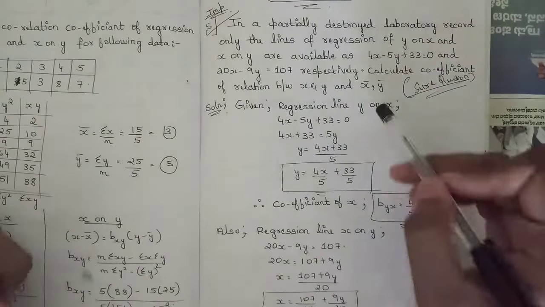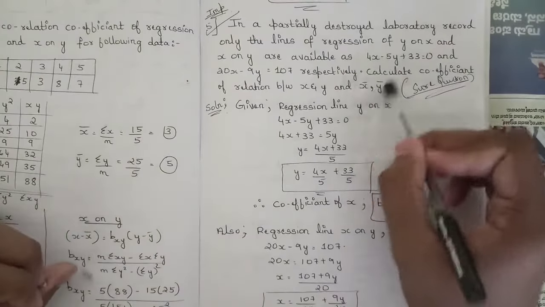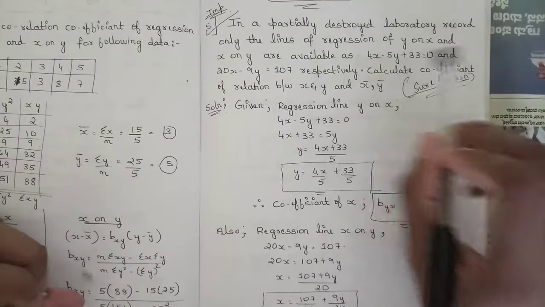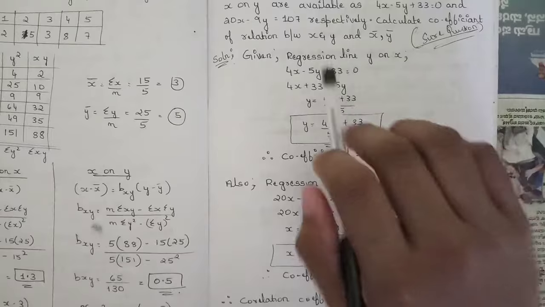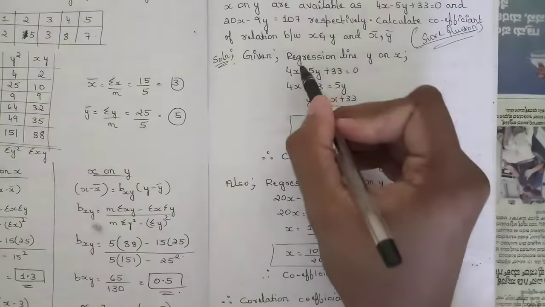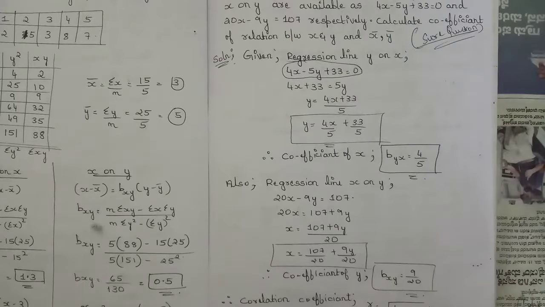Okay, so here for this x bar comma y bar, we need summation x, summation y, right? For that we need to make all the tabular columns and all. So we have a shortcut to find x bar and y bar here, that I am going to tell you. So first write the given, that is regression line y on x, that is 4x minus 5y plus 33 equal to 0, right?